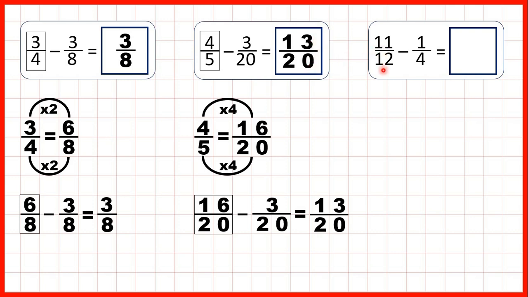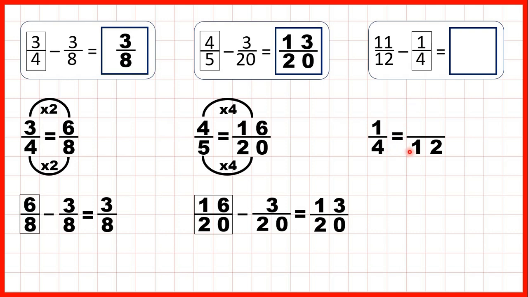Now we have 11/12 minus 1/4. Again, we've got fractions with different denominators. But 12 is in the 4 times table, so we can find a fraction equivalent to 1/4, which has a denominator of 12. So this time, it's the number we're subtracting that we need to find an equivalent fraction for.